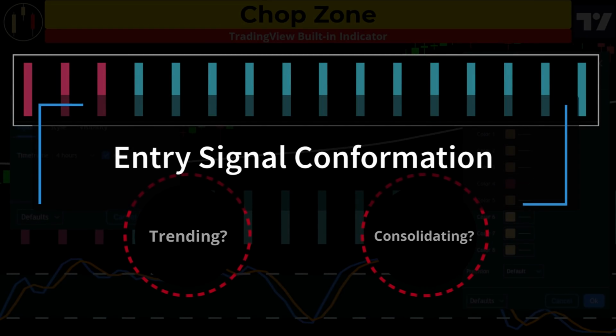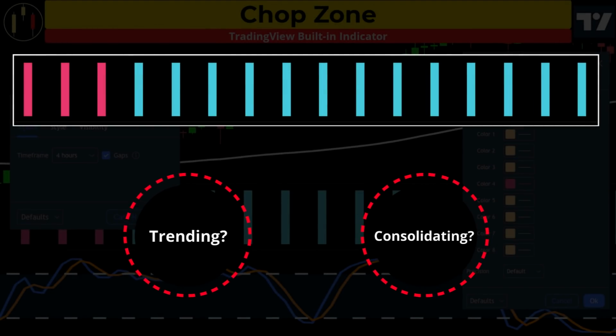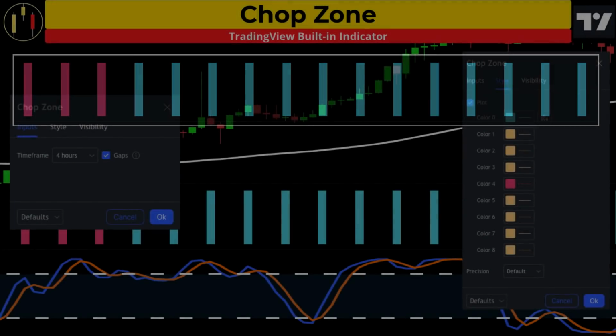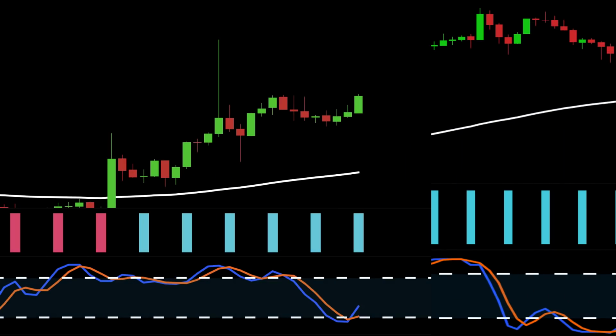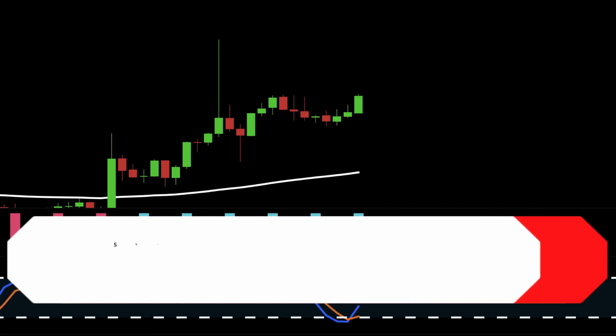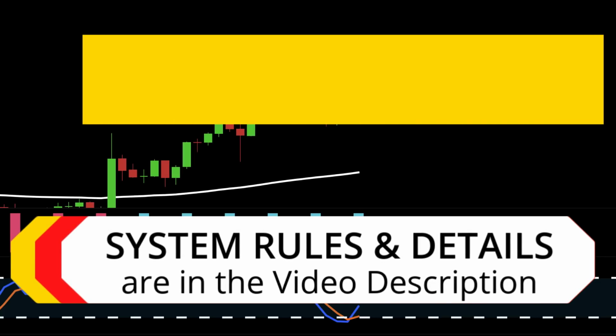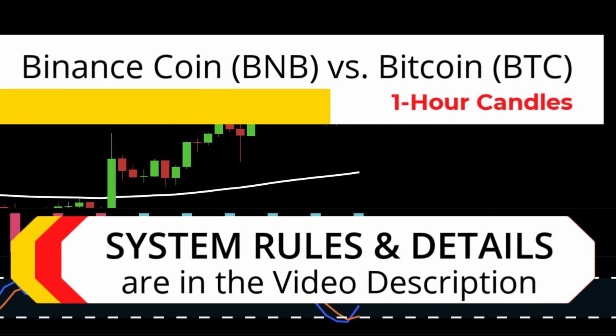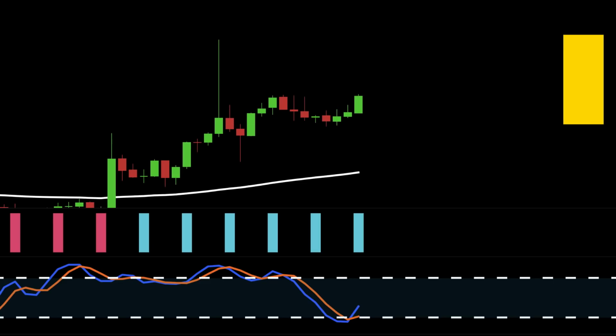In this trading system, the chop zone will determine if the higher time frame is trending and thus confirm our entry signals. Let's go over entry criteria and review some examples. As always, system rules and details are listed in the description below. This chart is Binance Coin versus Bitcoin, 1-hour Japanese candlesticks.